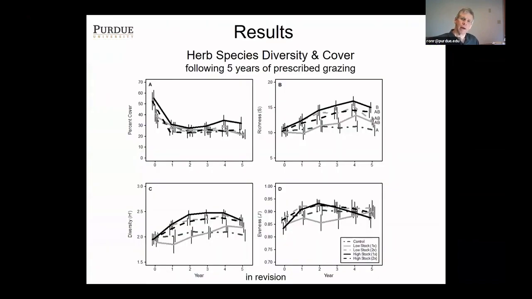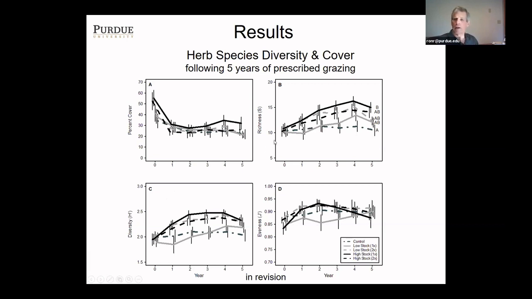Now, looking at the impact on the herbaceous plant community, in that first growing season we saw dramatic reductions in the herbaceous cover, and then a leveling off at a lower level of herbaceous cover. In terms of species richness and diversity, this is a Shannon's diversity index here on this graph in the lower left. The lower right is Pielou's evenness index.